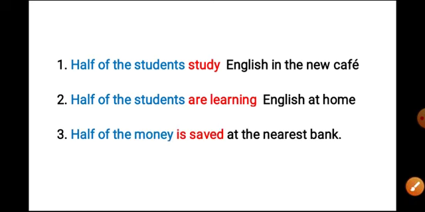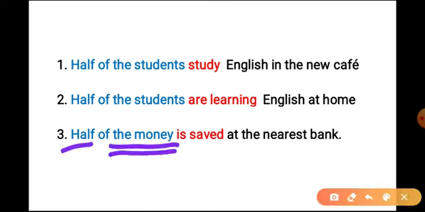The next example, half of the money is saved at the nearest bank. Di sini ada half, kemudian of the money. Oke, the money di sini sebelum dirupiah-rupiahkan atau didolar-dolarkan atau diponsterlingkan itu masuk dalam kategori uncountable noun. Jadi verb-nya adalah is saved, ditabung, di bank.